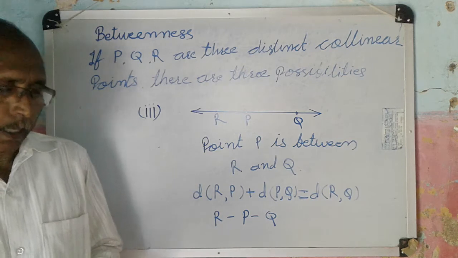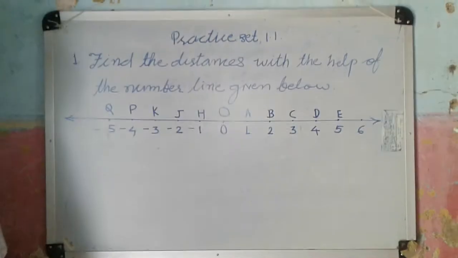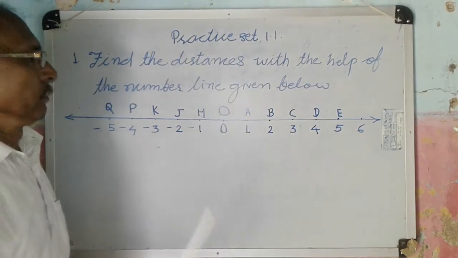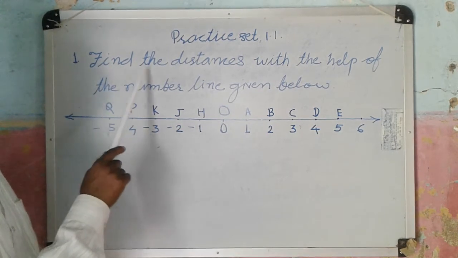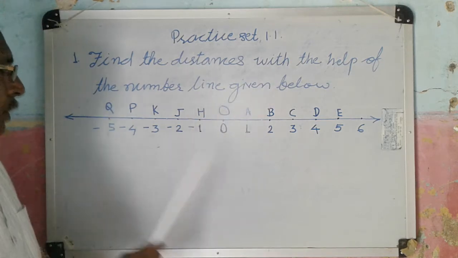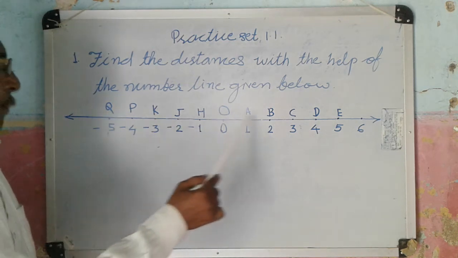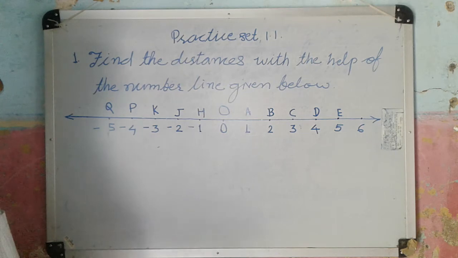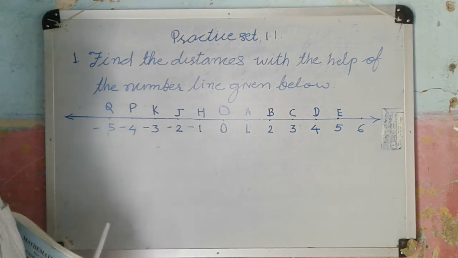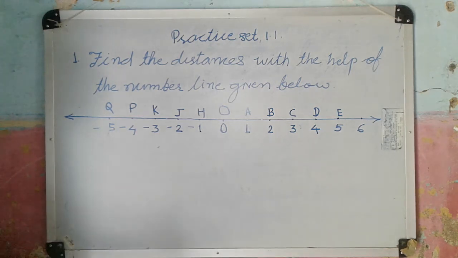Now we will solve examples on this topic. Practice set 1.1, question number 1. Find the distances with the help of the number line given below. This is the number line given below, and some points and their coordinates are given on this number line, and using these coordinates we have to find the distances given below.